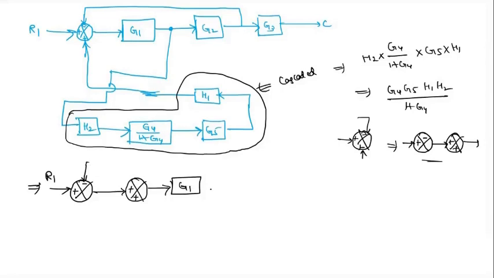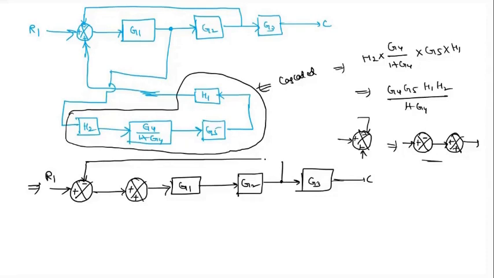Good. Then we'll have G2. Then we'll have G3. Then C. So here in between G2 and G3, a branch point is there, which is connected to the minus. See here, minus is connected. So the same minus only we are going to connect. We should not connect another summing point. It is connected like this.